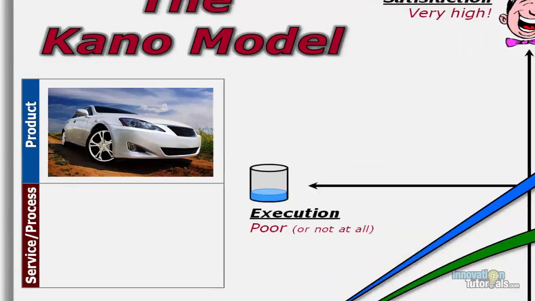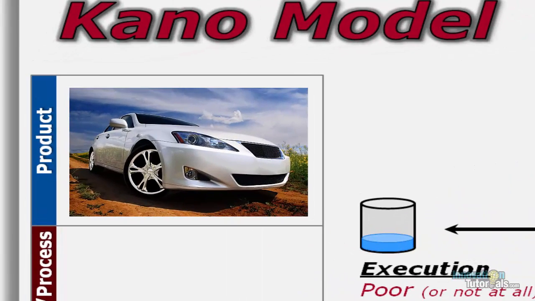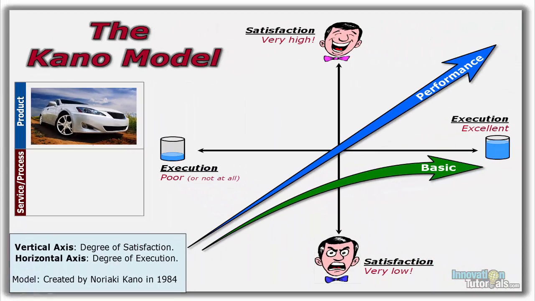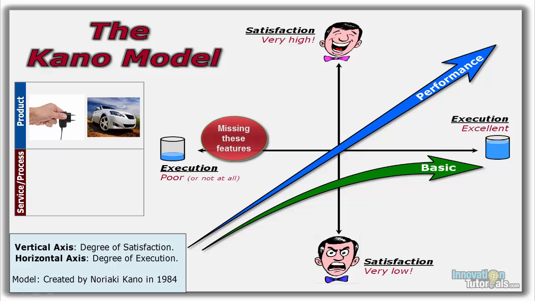A product example of this might be a car that can't get dirty so it never needs to be washed. Or how about a cell phone that never needs to be charged? If either of these are missing in your next purchase, you'll be neutral. But if they are present, your satisfaction will likely soar.